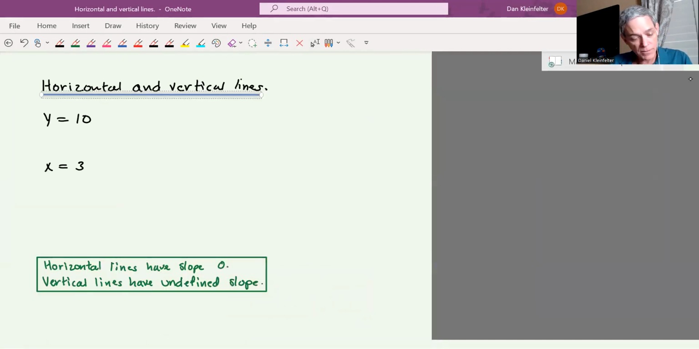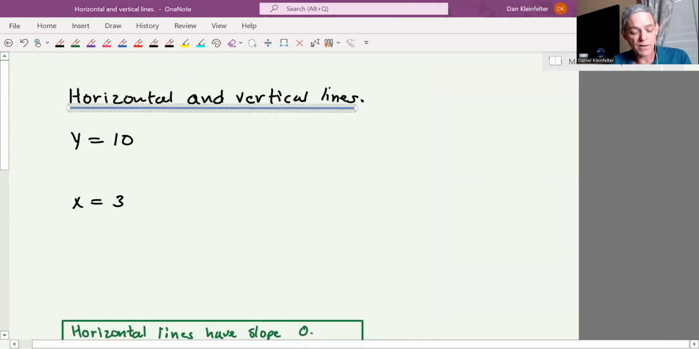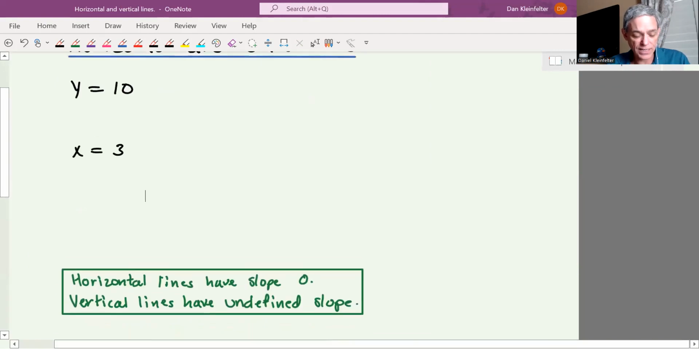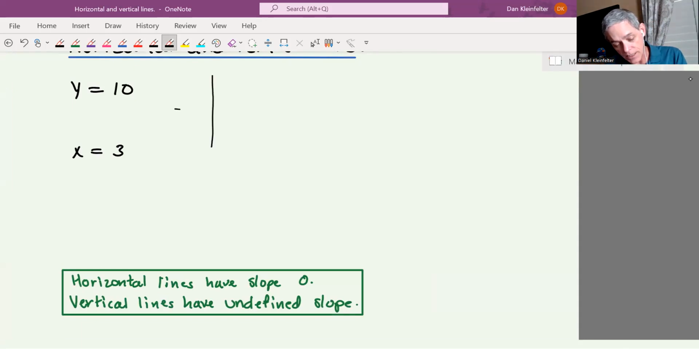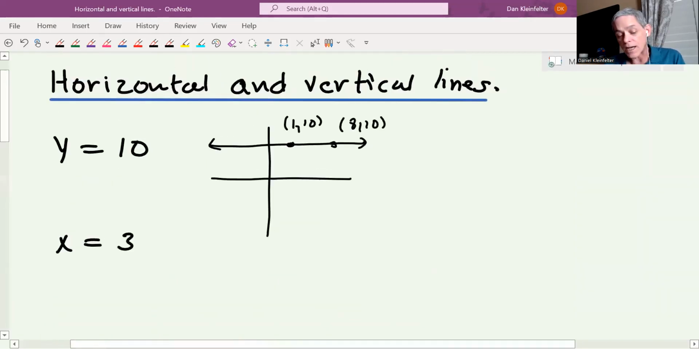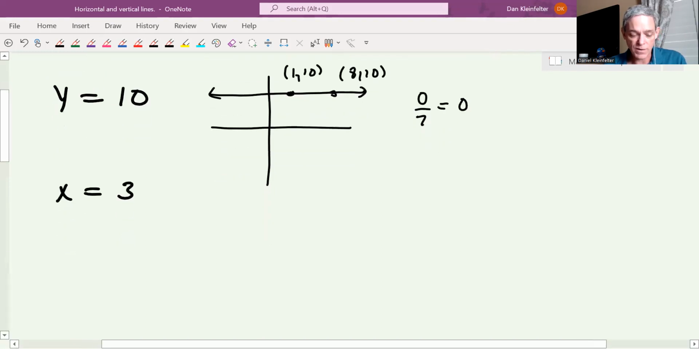Okay, next, we want to look at some horizontal and vertical lines. A horizontal line has slope 0. A vertical line has undefined slope. So to see that, let's make a quick sketch of each line. If you have the line y equals 10, it might have the point 1, 10, and 8, 10 on it. In this case, the rise or vertical change is going to be 0 when the horizontal change is 7. And 0 divided by 7 is 0. That's a horizontal line and has a slope of 0.